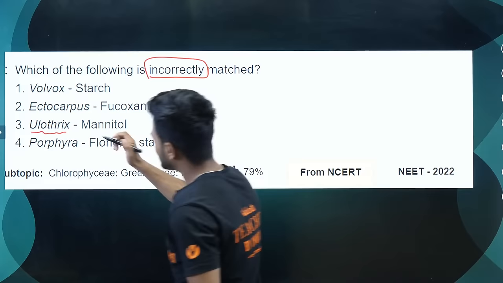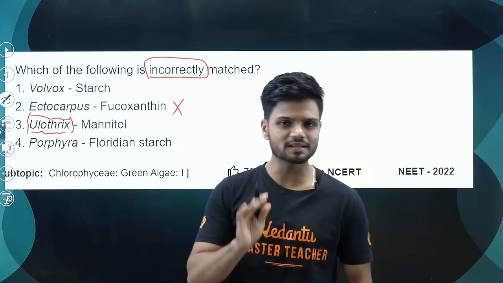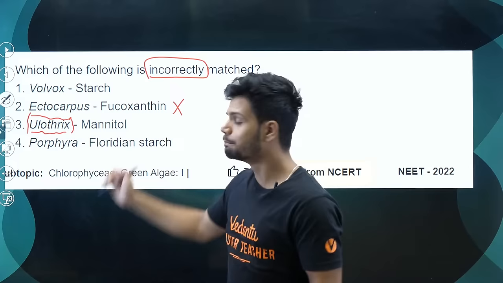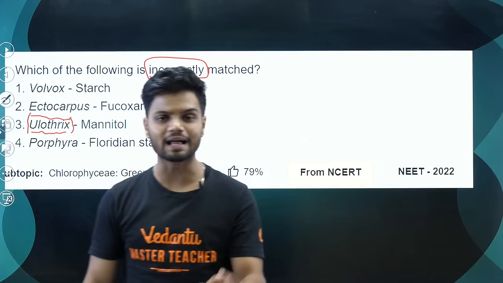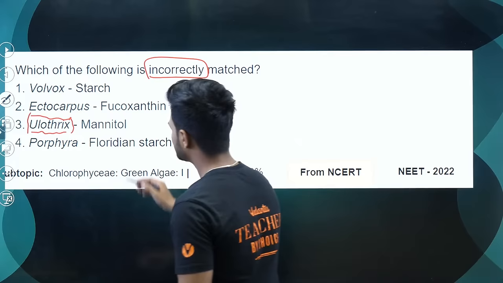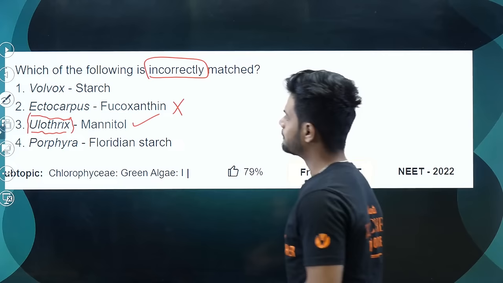Ulothrix is simple. It is a green algae. Green algae, stored food material. Is it mannitol? Tell me in the chat. No. All of us know, in the case of Ulothrix, which is a green algae, the stored food material is going to be starch and oil droplets. So, this is your answer. Incorrectly matched. Clear to all of you?